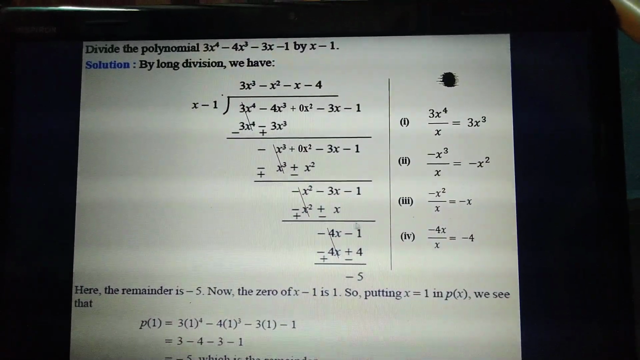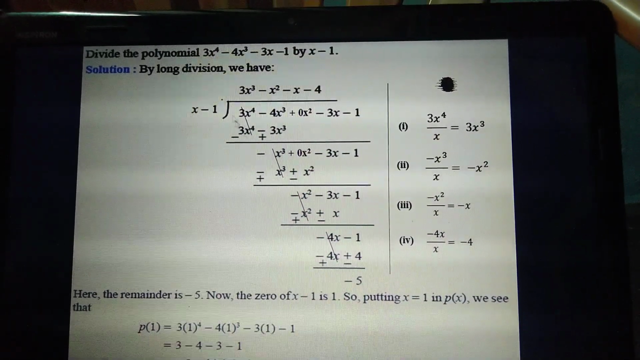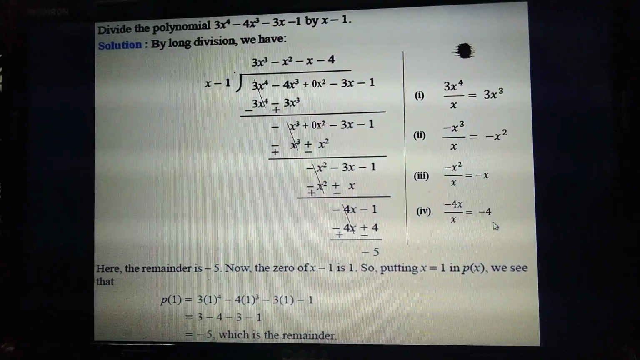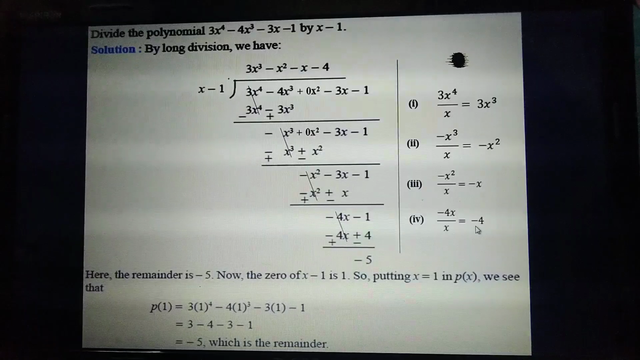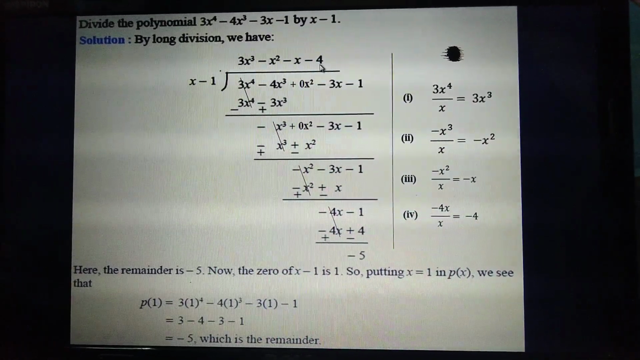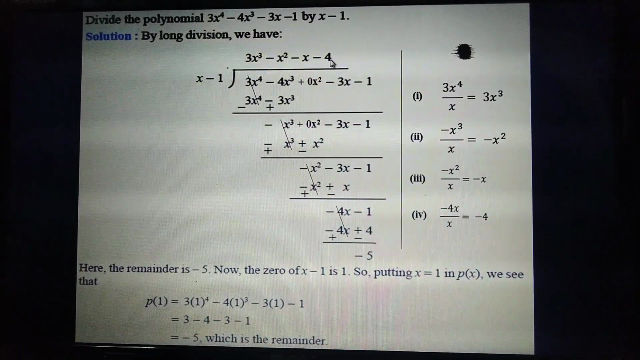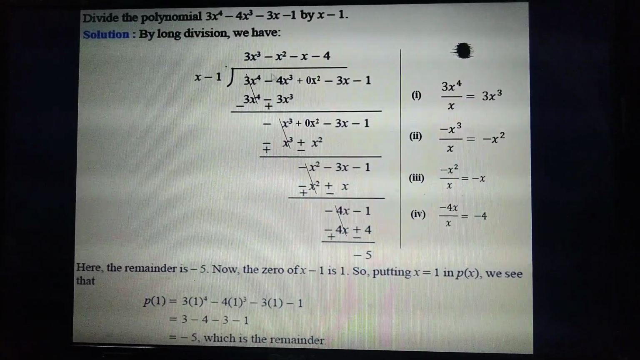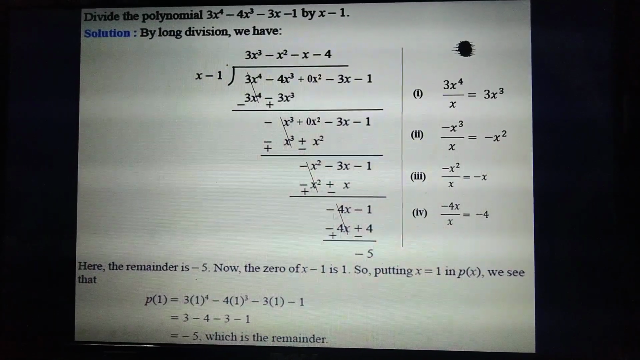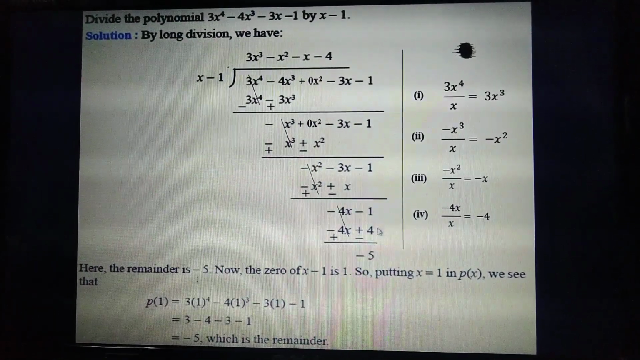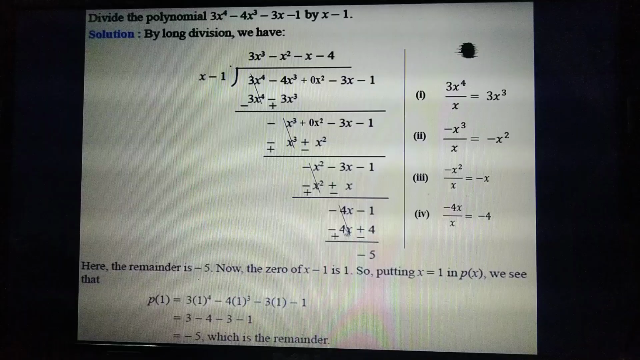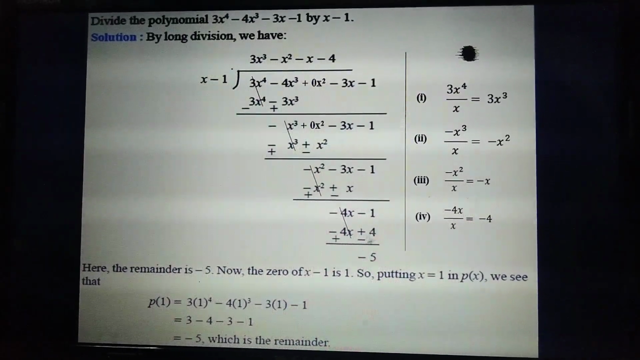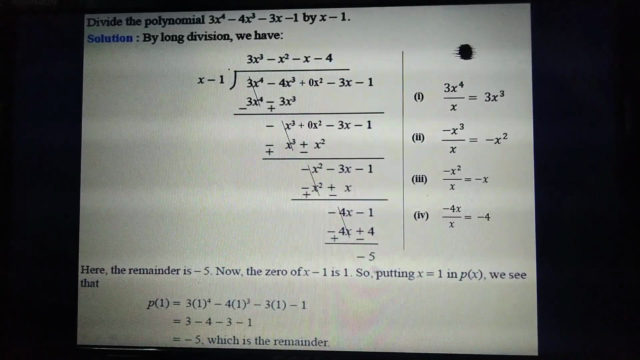Next, this is the new dividend now. Minus 4x by x, which is equal to minus 4. This is the fourth term of the quotient. So minus 4. With the minus 4, we should multiply the divisor. So x into minus 4, minus 4x. Minus 1 into minus 4, plus 4. Change the sign, and minus 4x plus 4x get cancelled. Minus 1 minus 4, which is equal to minus 5.